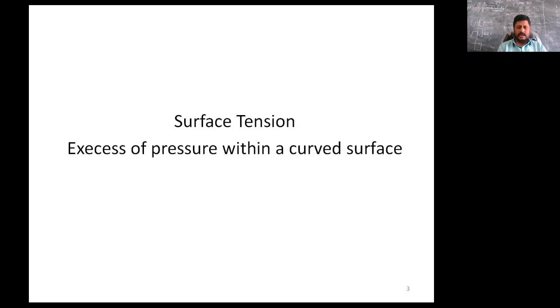The surface tension is defined as the force acting per unit length drawn on the surface of a liquid. Excess of pressure. Pressure is the force per unit area acting on the surface.